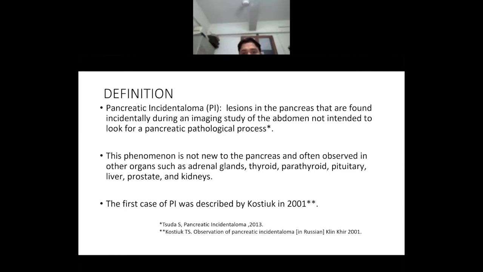This phenomenon is not new to the pancreas and is often observed in other organs such as the adrenal glands, thyroid, parathyroid, pituitary, liver, prostate, and kidneys. The first case of pancreatic incidentaloma was described by Caustic in 2001.